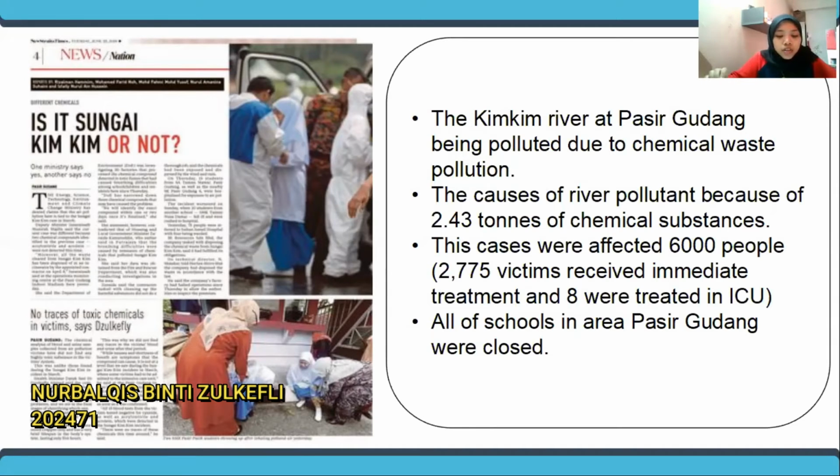The cause of the river pollution is that an irresponsible person dumped 2.43 tons of chemical substances that contain benzene, acrolein, acrylonitrile, hydrogen chloride, methane, toluene, xylene, ethylbenzene, and diluminine from an oil tanker into the Kim Kim River. Exposure to any of these chemicals may cause harmful health effects.